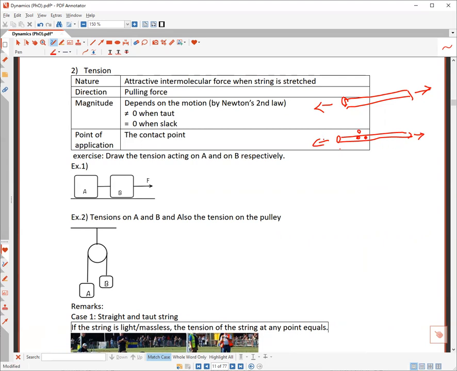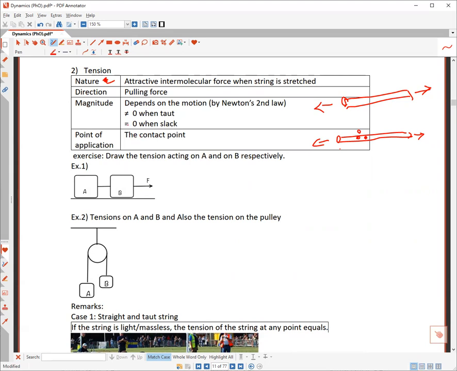So there is an attractive force, and this attractive force is the origin of the tension. Tension is the attractive force when you stretch something. It need not be a string. It can be a rod or anything. That is the meaning of tension. So the direction of the tension is a pulling force because it's an attractive force.